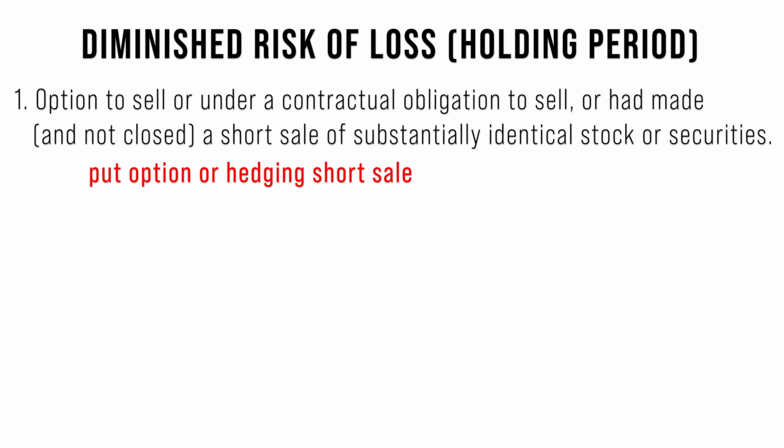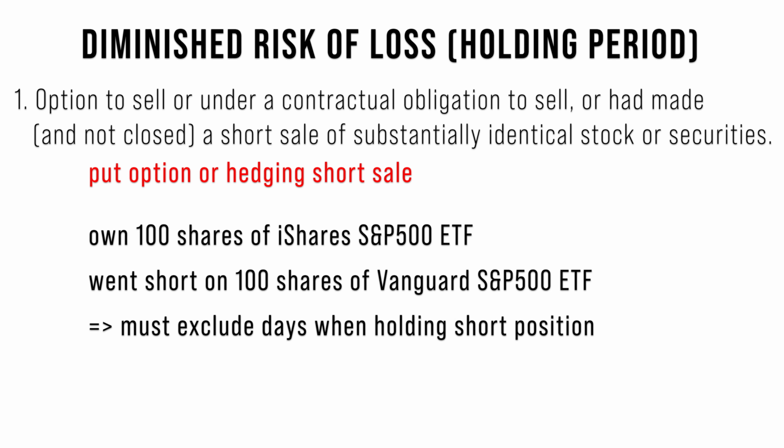Condition 1 is relatively straightforward to understand. If you own a put option on your dividend stock, you must exclude the days you owned it from your holding period. Likewise, suppose you own 100 shares of the iShares S&P 500 ETF and go short 100 shares of the Vanguard S&P 500 ETF. You must not count the days you held the short position in the Vanguard ETF for your holding period test.